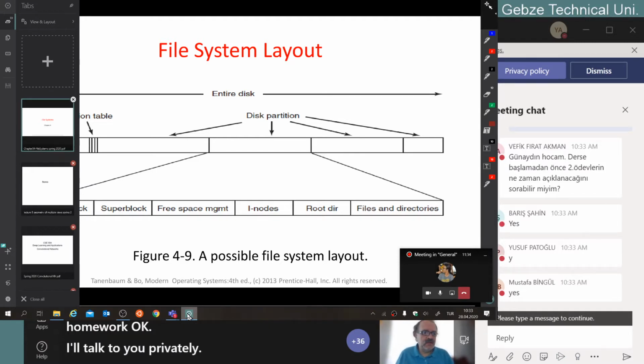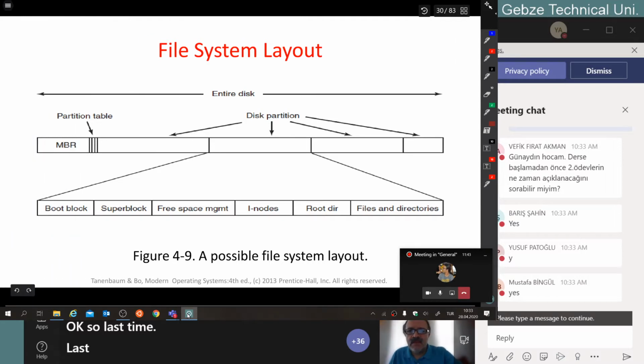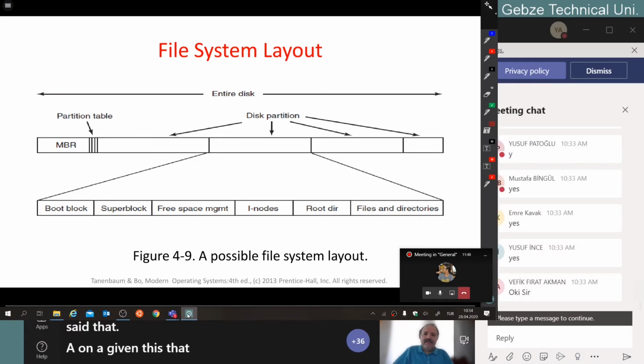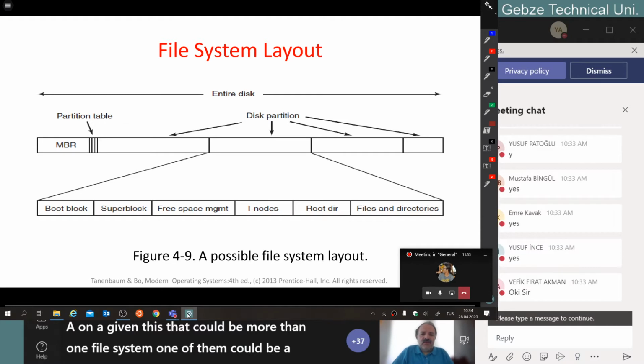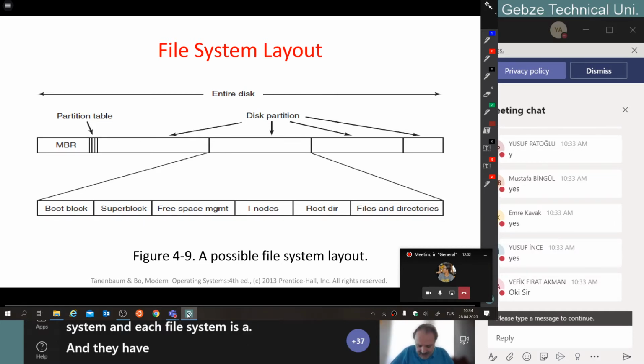Okay, so last time we started talking about the file systems, and we said that on a given disk there could be more than one file system. One of them could be a Unix file system, the other could be NTFS file system, and each file system has a different way of organizing their files. And after that, we said let's look at how we organize the files on our disk.